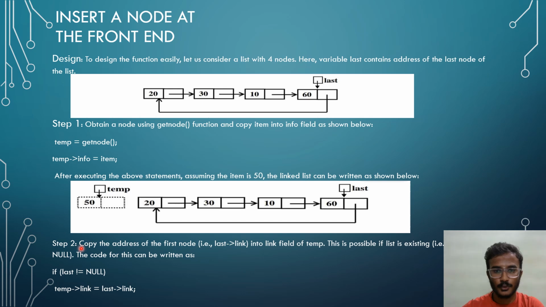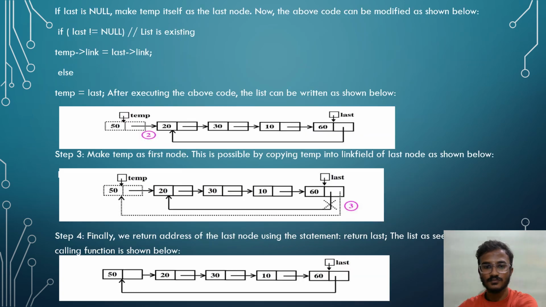In step 2, we have to copy the address of the first node into the link field of temp. This is possible if the list is existing. The code for this can be written as follows. If last is null, make temp itself the last node. Now the above code can be modified as shown below. If last is not equal to null, temp link is equal to last link, else last is equal to temp. After executing the above code, the list can be written as shown below.